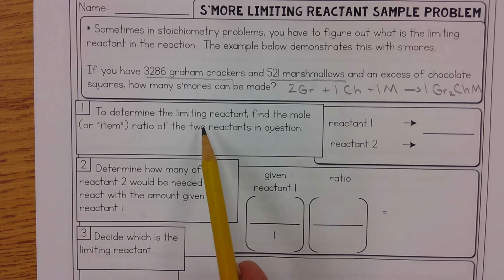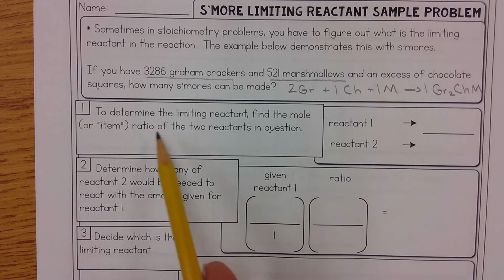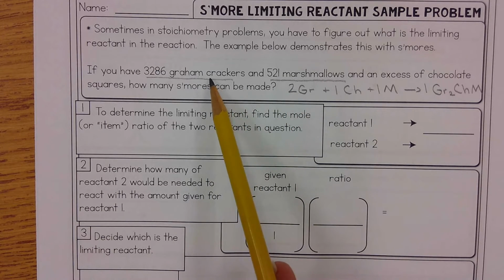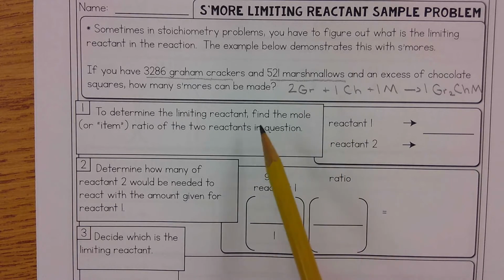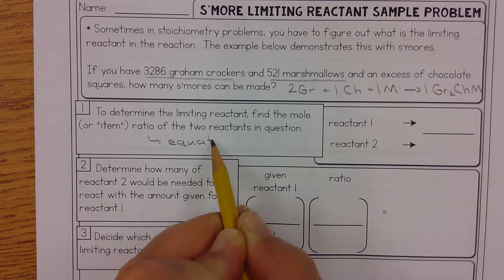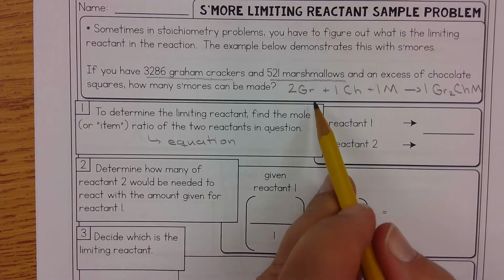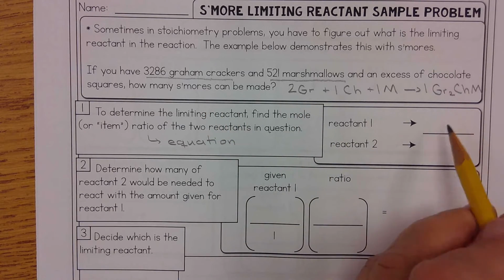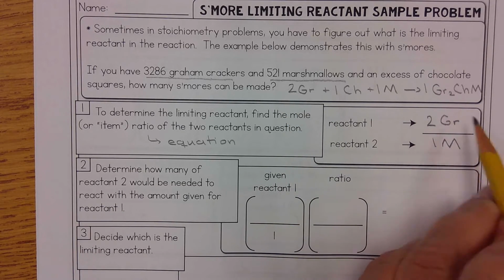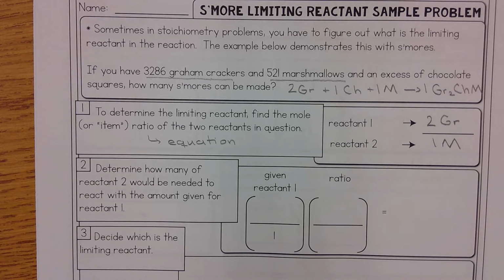The first step in determining which one is limiting is to find the ratio of the two reactants, or the two ingredients, in question. For this problem, those are graham crackers and marshmallows. This ratio comes from the equation, so you want to write that down so you remember for later. Reactant 1 is the graham crackers, so 2 graham crackers, 1 marshmallow. That is the ratio of ingredients in my recipe that we'll need to make our s'mores.